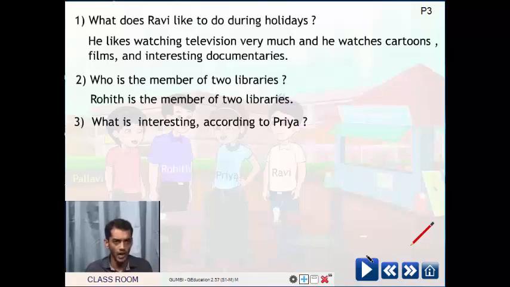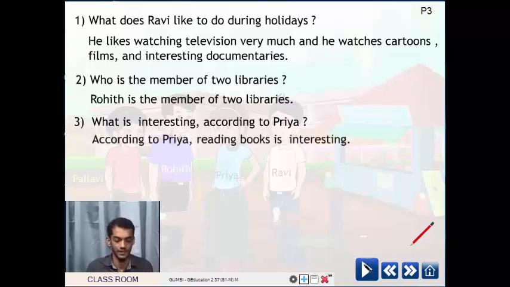What is interesting according to Priya? What is the answer? Reading books. Could you put it in a sentence? According to Priya, reading books is interesting. Very good. According to Priya, reading books is interesting.